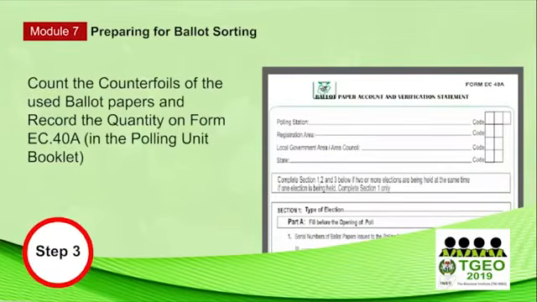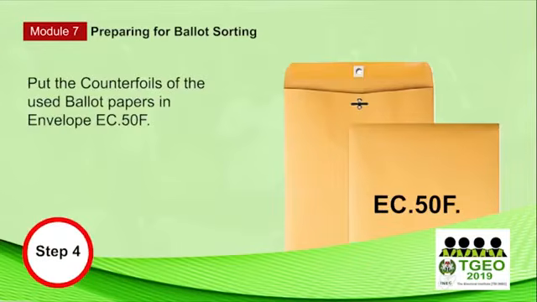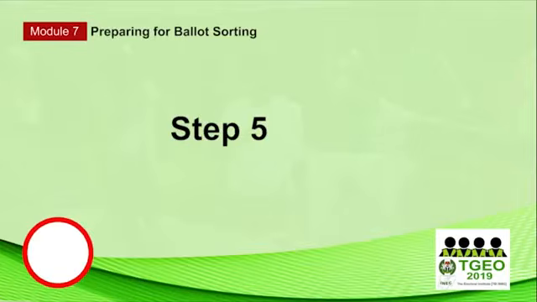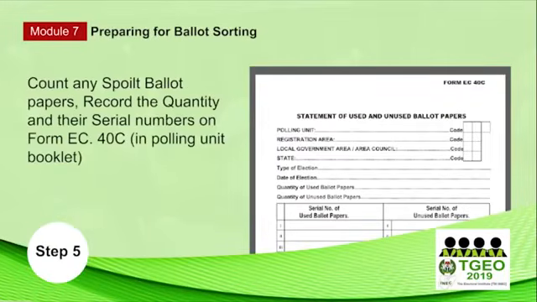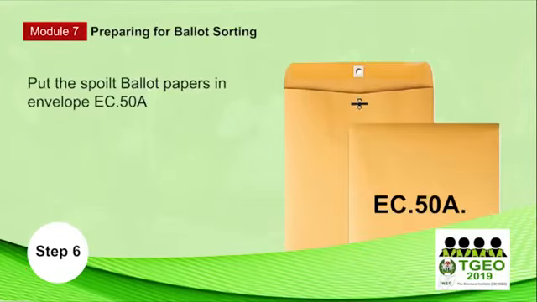Step 3. Count the counterfoils of the used ballot papers and record the quantity on Form EC40A. Step 4. Put the counterfoil of the used ballot papers in envelope EC50F. Step 5. Count any spoiled ballot papers, record the quantity and their serial numbers on Form EC40C. Step 6. Put the spoiled papers in envelope EC50A.